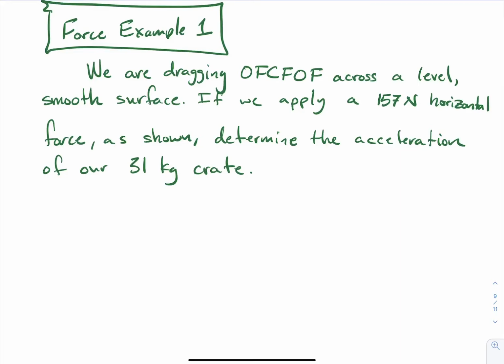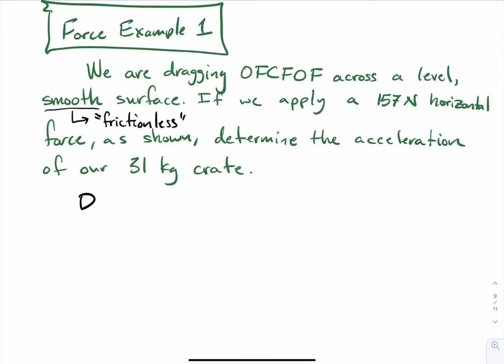Something to note, whenever we say or read smooth in a problem, another word for that, or what that is indicating to us as physicists, is frictionless. If we apply a 157 Newton horizontal force, as shown, determine the acceleration of our crate.